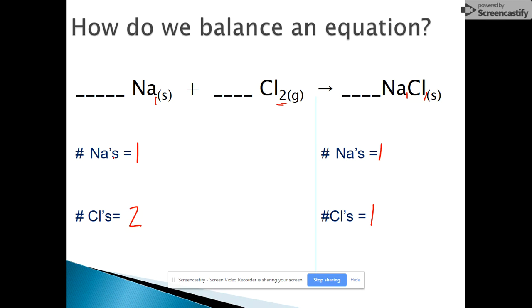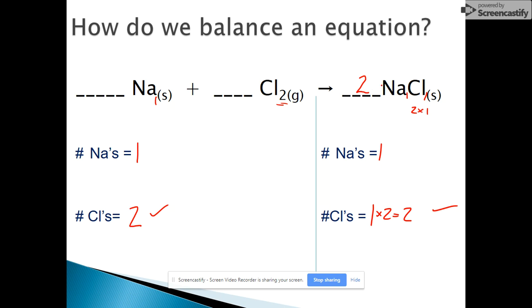So if we look at this, 1 Na, 1 Na, balanced. However, we have 2 chlorines on the left and 1 chlorine on the right. So what we're going to do, we're going to add a coefficient of 2 in front of NaCl. And what that does for chlorine, now we have 2 times 1, which gives us 2. So now our chlorines are looking good.